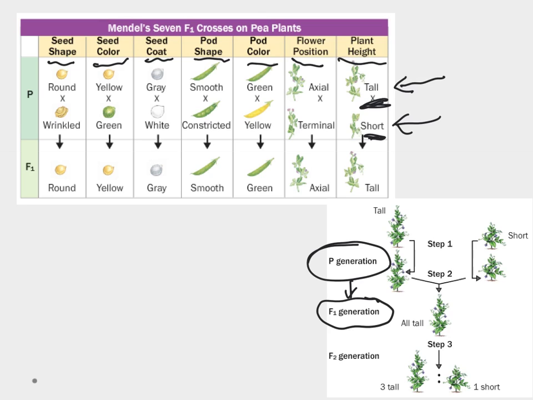But he wondered what happened to the short, so when he crossed these first generation plants and got the second generation, he noticed that most of the individuals were tall, but there were some short individuals that returned. And he noticed that the ratio was always 3 to 1. And this led him to do a lot of thinking and pondering, and that's where our ideas of genetics come to mind.